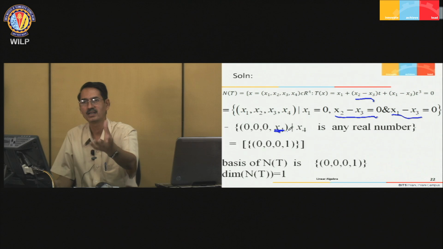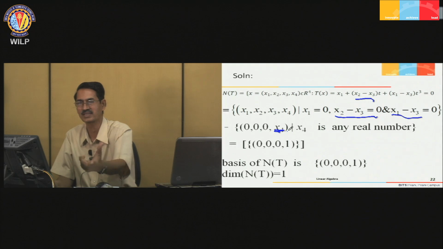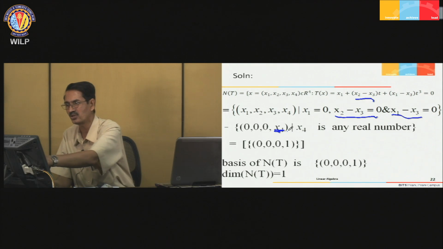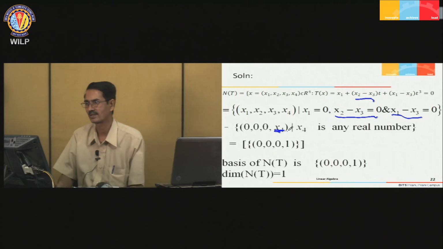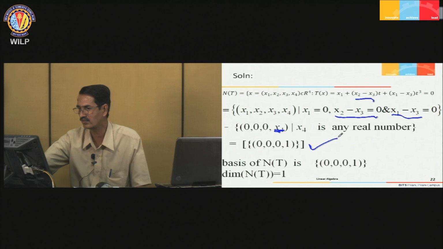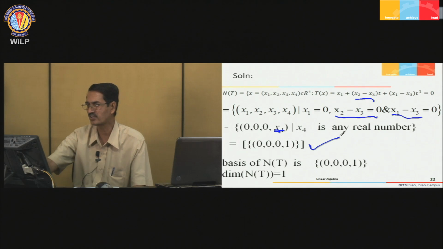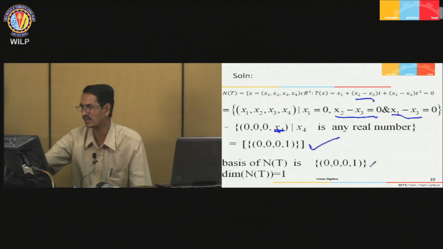And what is the meaning? Scalar multiples of this element 0, 0, 0, 1. And that is the span of the set consisting of the element 0, 0, 0, 1. So the null space of T is the span of this set. And therefore, what is the basis of the null space of T? This is the basis of the null space of T.